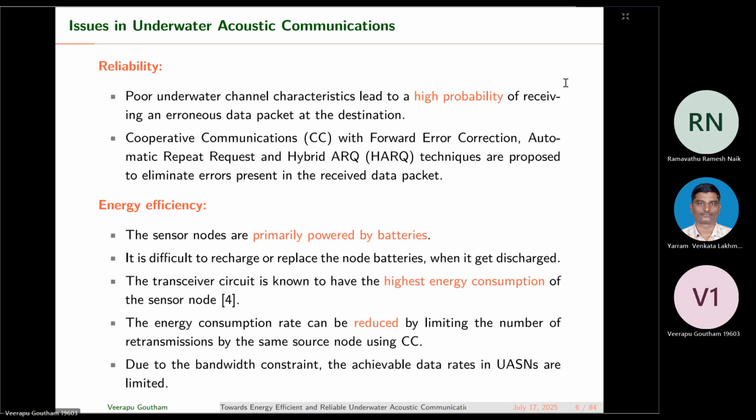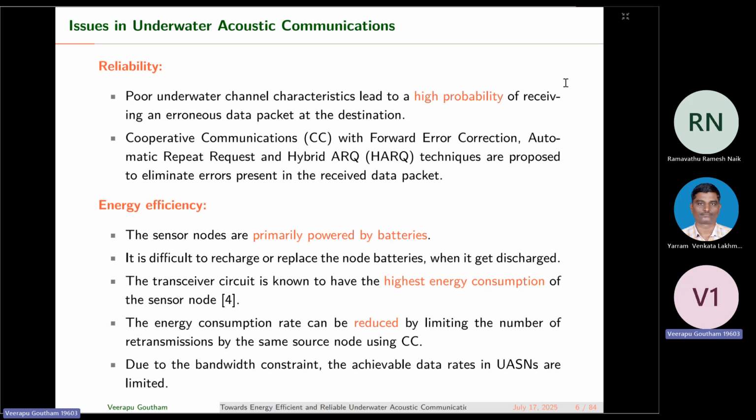We discussed how limited bandwidth leads to limited data rate. Similarly, when coming to reliability, underwater has poor channel characteristics. This will lead to a high probability of receiving erroneous data packets at the destination. To improve the reliability, researchers are using cooperative communications. We are going to use a relay node to retransmit the signals to the destination. The relay will help the transmission.